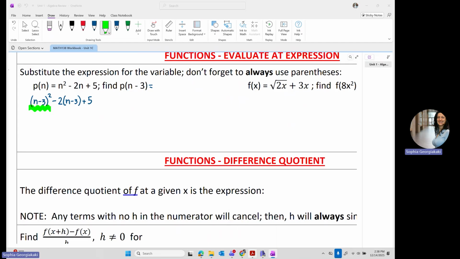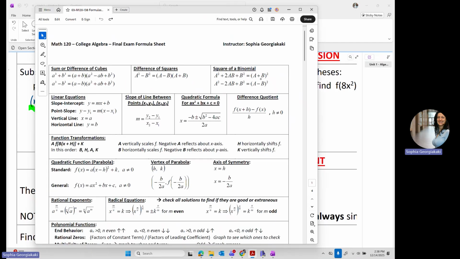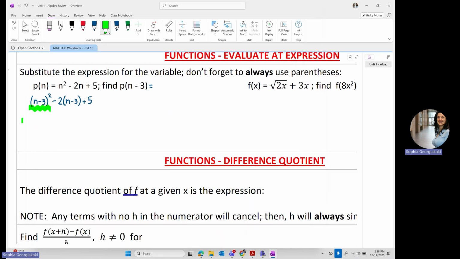So I'm going to do this expression first, n minus 3 squared. And to shorten my process here, I'm going to use the square of a binomial. It's going to be a squared minus 2ab plus b squared. So that's going to be n squared minus 2n times 3, so 6n, plus b squared, which is 9, minus 2 times n minus 3, plus 5.